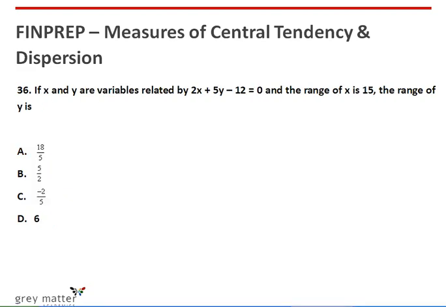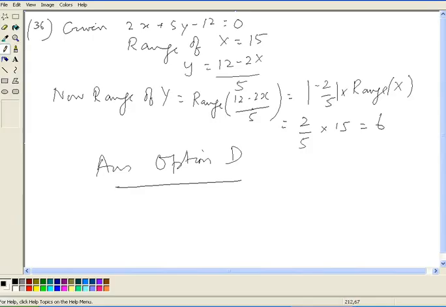36th question. If x and y are variables related by 2x plus 5y minus 12 equal to 0 and the range of x is 15, the range of y is computed as follows. Given 2x plus 5y minus 12 equal to 0, range of x equal to 15, y can be rewritten as (12 minus 2x) by 5.